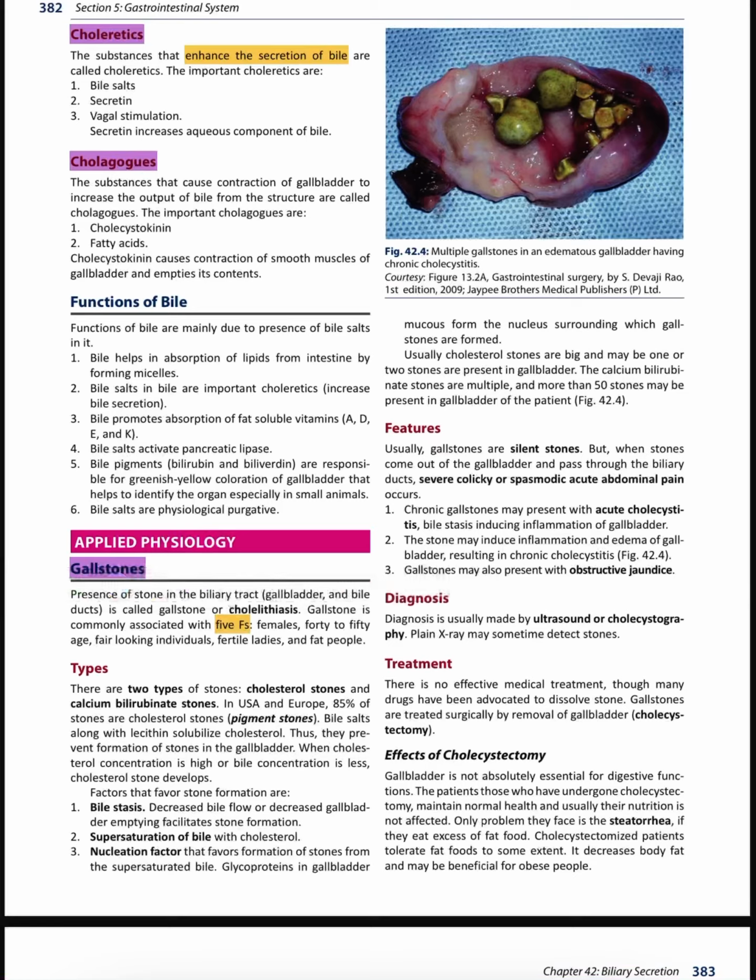Features: usually gallstones are silent stones, but when stones come out of the gallbladder and pass through the biliary duct, severe colicky or spasmodic acute abdominal pain occurs. Chronic gallstone may present with acute cholecystitis. Bile stasis induces inflammation of gallbladder. The stone may induce inflammation and edema of gallbladder, resulting in chronic cholecystitis. Gallstone may also present as obstructive jaundice.